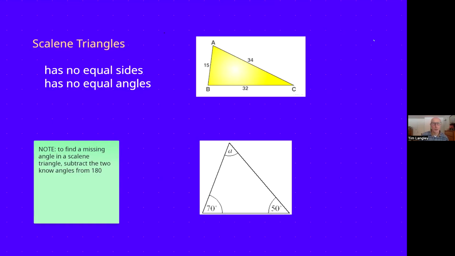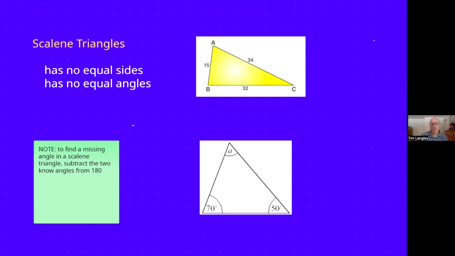All right. So what we have here is we've got scalene triangles, another type of triangles. So we talked about equilateral. That means they're all equal sides and angles. We talked about isosceles triangles, where two angles are the same and the opposite sides are the same. And now we've got scalene. Okay. And in a scalene triangle, it has no equal sides and it has no equal angles.